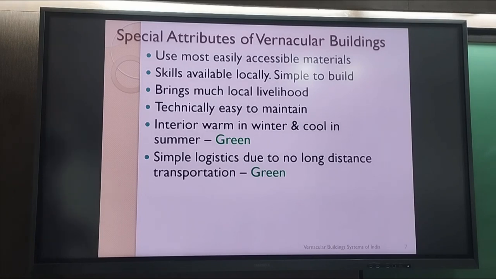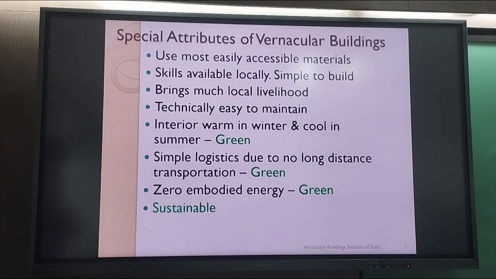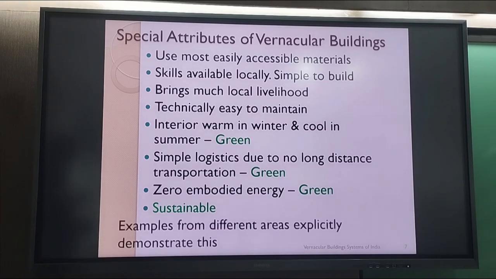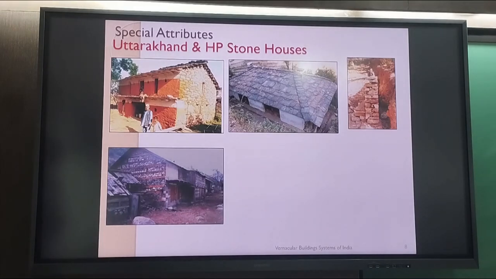When things are available locally, you don't have to transport them over long distances, which means you don't burn the fuel. So that is the green aspect. Zero, practically zero embodied energy. Because most of the things are done manually, as a result, most of this is sustainable. So let's look at some interesting examples from different areas, in a little bit more detail.